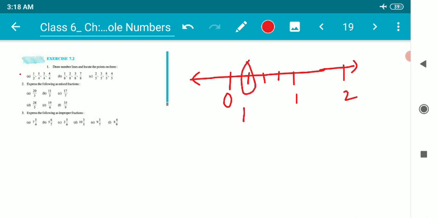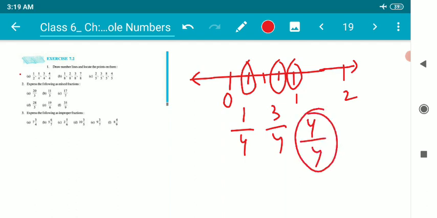First part is 1 by 4. Second part is 2 by 4, and third part is 3 by 4. And finally, where 1 is standing, that is 4 by 4. I believe it's clear. It's 4 by 4 because if I reduce it, I'll get 1, because 4 by 4 results in 1.